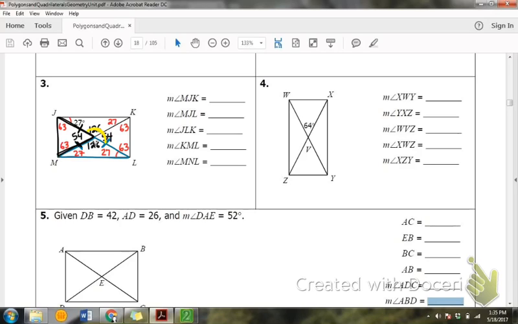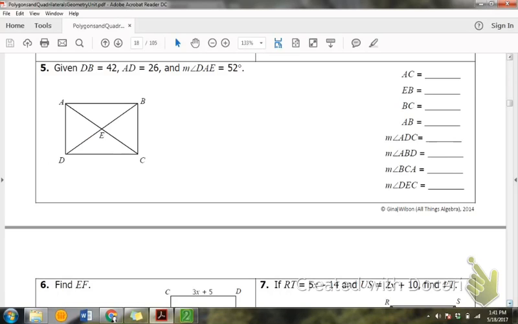Let's try number 5. Okay, let's try number 5. I'm going to give you a minute to set it up. Okay, DB is 42. So if DB is 42, how much are each of those little pieces? 21?